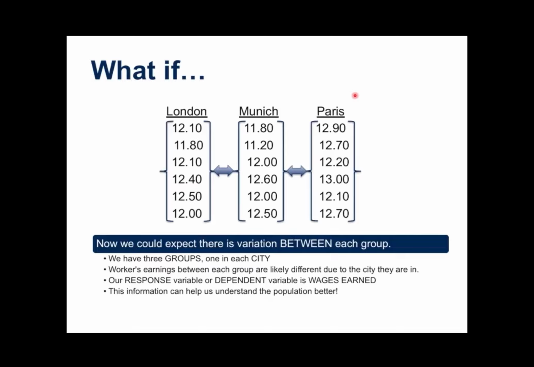We want to understand if there's a significant difference in the wages earned between the cities. But we see that there's this other sort of trend that we're almost ignoring when we're trying to detect these differences, and that is earnings within workers in London may be more similar to each other than earnings within workers from Munich, and again, different from earnings within workers in Paris. And so knowing that information could actually help us detect a difference between the cities, which is really what our question is. Are workers between these three cities earning something different?